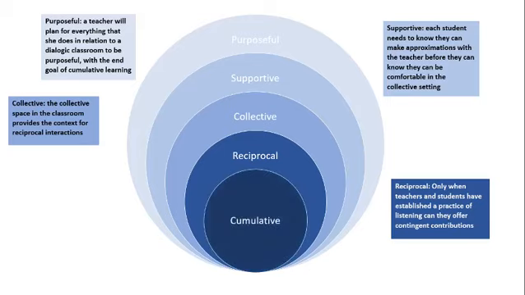The final element is the cumulative element of the dialogic classroom. And Alexander explains this as the meaning that the contributions of students and teachers in the classroom are contingent upon the history of the classroom and their specific learning experiences. So I think of the way that when a teacher is giving examples in a class, they might refer to a book that the class has read in the past or that they all really enjoyed, or a field trip that they went on.